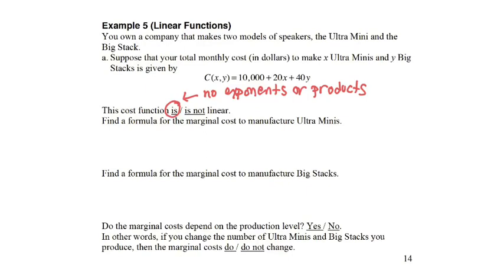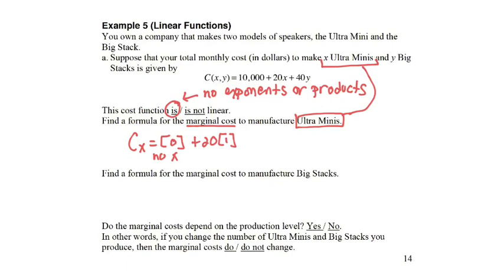So when we're asked to find a formula for the marginal cost of the Ultra Minis, those are the X values. So we need to take a partial derivative, because marginal is telling us that, about the X variable. And again, the 10,000 has a derivative of 0 because it doesn't have an X. The 20X has a derivative of 20, but 40Y has a derivative of 0 because it doesn't have an X. So we just get 20.